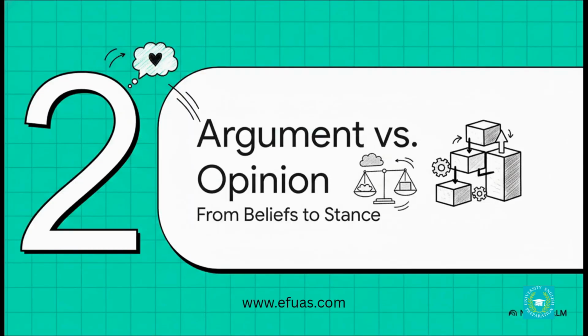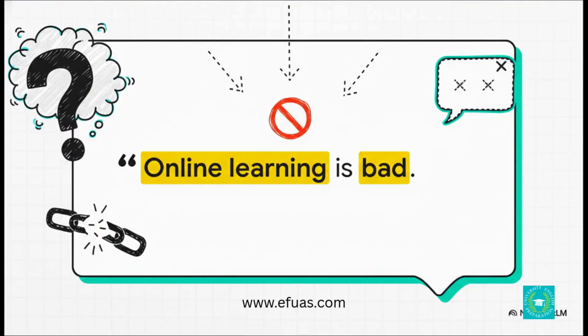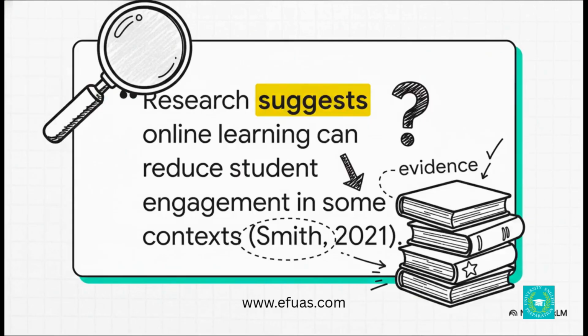Okay, let's move on to something that trips up a lot of new students. We're going to look at the huge difference between just stating your personal opinion and building a real academic argument. So, have a look at this. Online learning is bad. It's short, it's punchy, but it's just an opinion. Is it an academic argument? Nope. And why not? Well, because it doesn't give us any reason or any evidence. It's just a feeling.